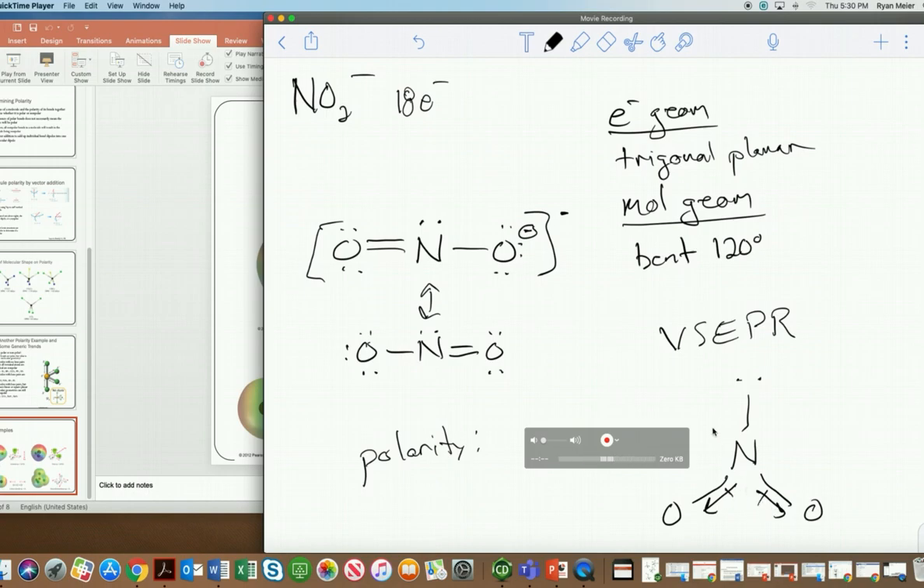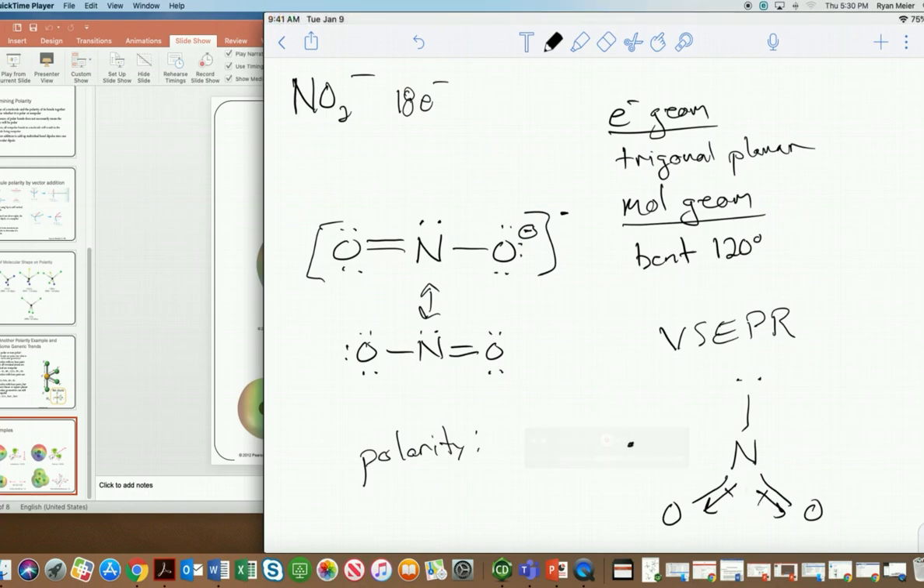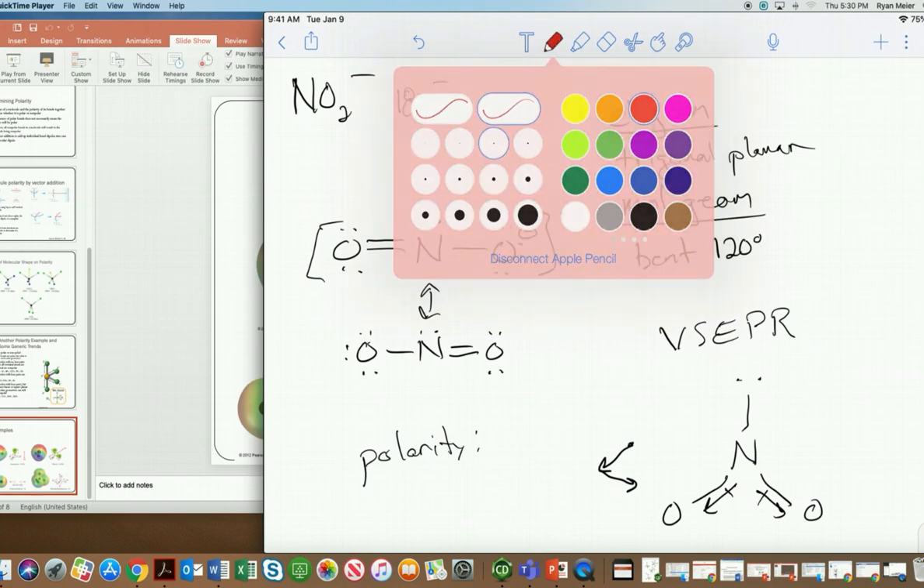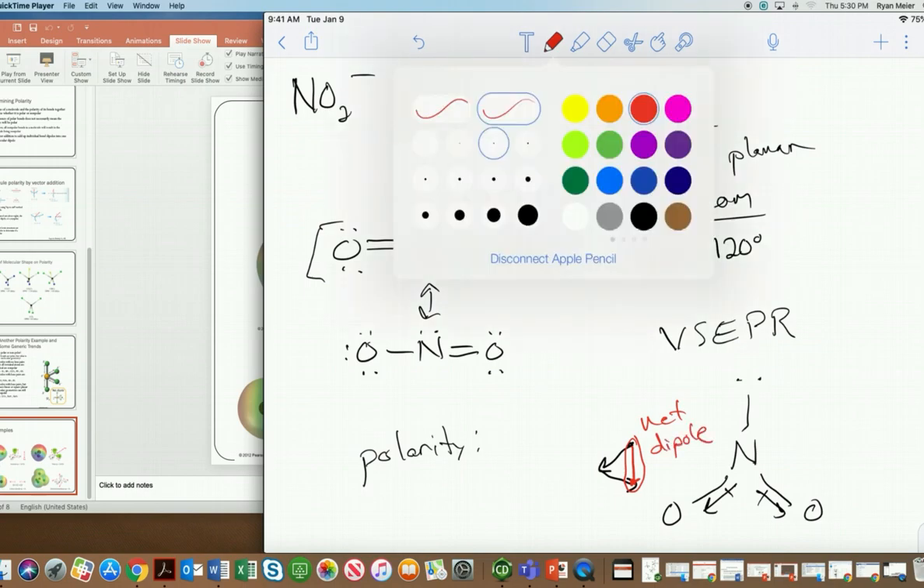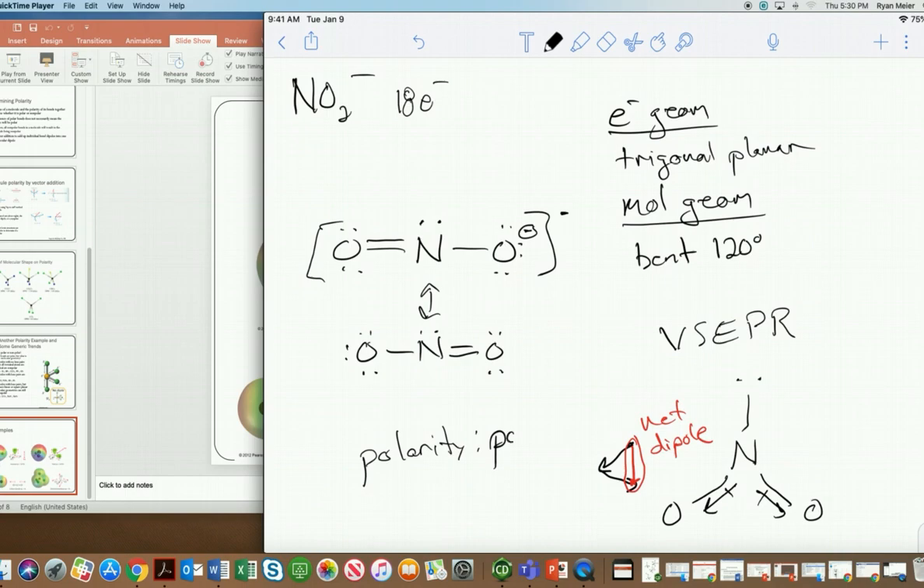I want to add those together. So let me pick a starting point. Say here, I have one that's going down to the left. I have a second one that's going down to the right. But what that means is, at the end of this, I do have this resultant vector that's going down. Right? That's my net vector. So I do have a net dipole, which means that my molecule is then a polar molecule.